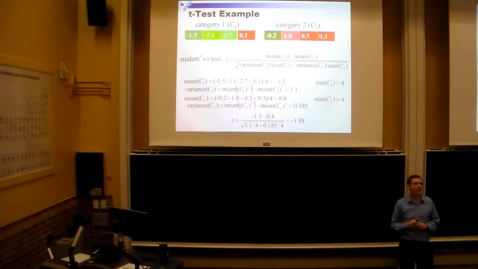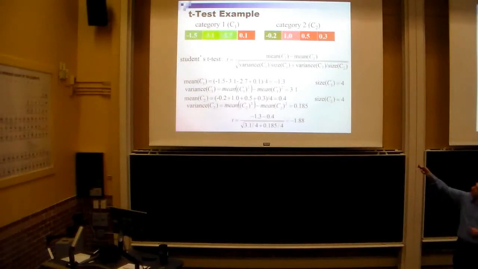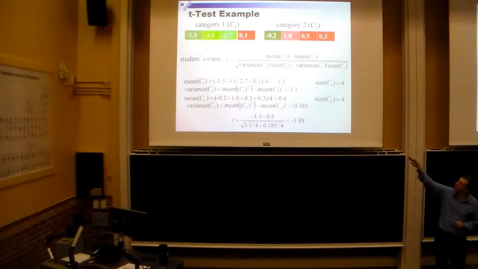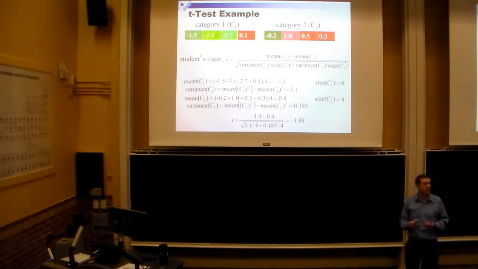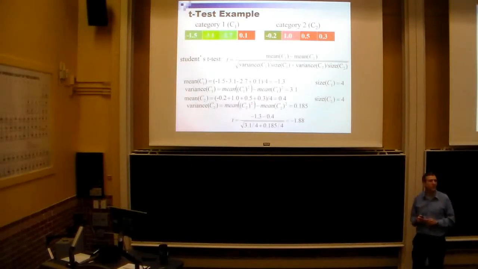Is everyone with me so far on that? All right, so we would do the same thing for category 2. We take the mean of the squares of these 4 values, subtract the square of the mean of the 4 values, and then we plug that into our formula. And the only other thing we need is the sizes of the data sets. We have 4 data points in each category, so we get everything we need to plug into that formula, and we get out a number. So in this case, the number is minus 1.88. So minus 1.88 would be the value of our statistic for this particular data set. Any questions at this point?